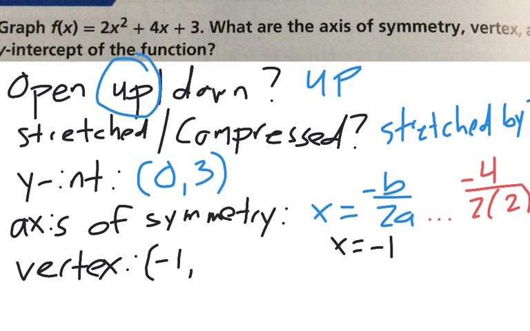4 times -1 is -4 plus 3. 2 times 1 is 2 minus 4 plus 3. 2 plus 3 is 5 minus 4 is 1. So if you plug this in, you should get 1.